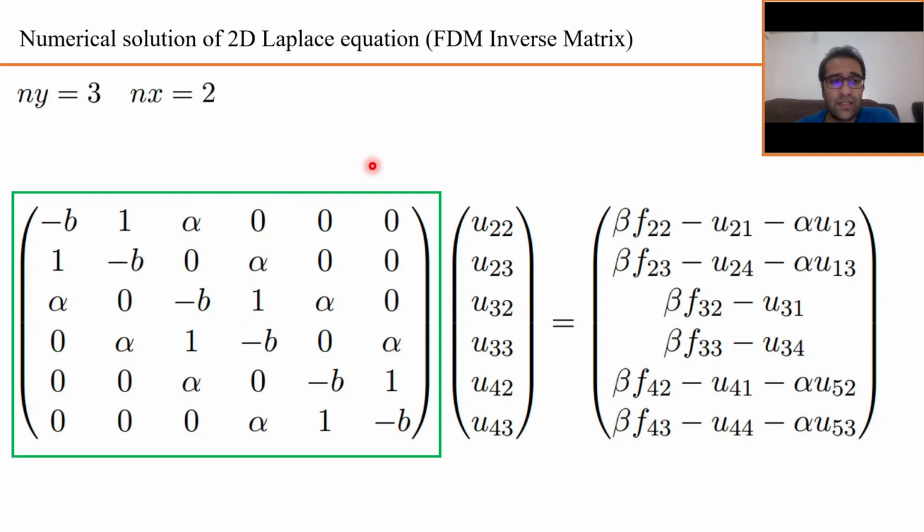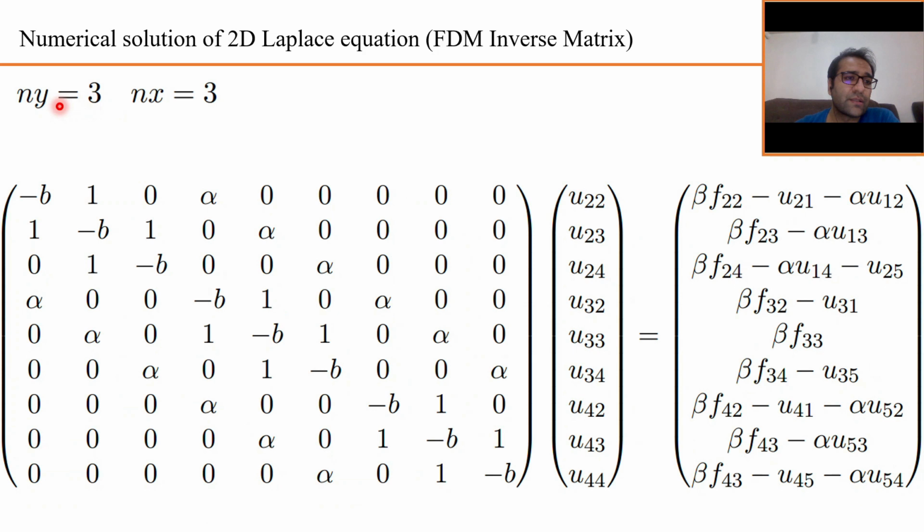Let me find the matrix A for another number of points, and this time I just want to find the matrix A, or the system of equations in matrix form, for 3 by 3, right? And if I repeat the same procedure, I will end up with such a matrix for A. This is the unknown matrix and this is the known matrix F. And you see that here the number of grids is 3 by 3, and 3 times 3 is 9, and we found such a 9 by 9 matrix, right?